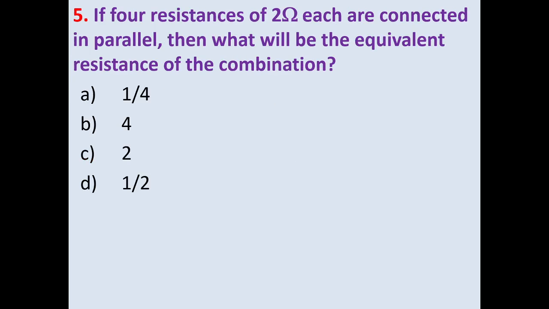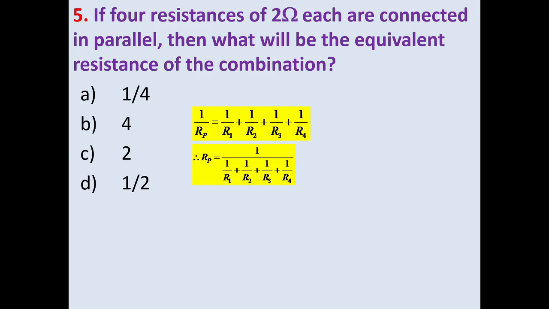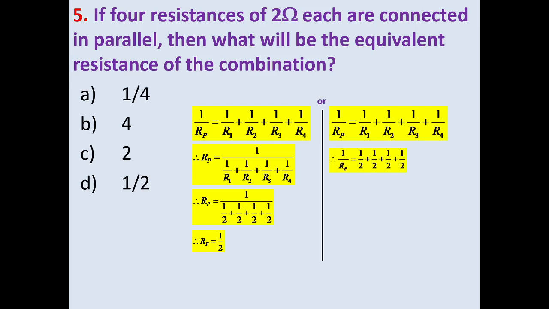Four resistances of 2 ohm each are connected in parallel. What will be the equivalent resistance of the combination? For a parallel combination, we use the equation 1 upon Rp is equal to 1 upon R1 plus 1 upon R2 plus 1 upon R3 plus 1 upon R4. All these four resistors are 2 ohm each. So substitute the values. Finally, we will get Rp as 1 upon 2, that is 0.5 ohm. We can use another method also. Both methods are correct here. You can directly find 1 upon Rp and then Rp, or directly find Rp on a calculator. So the value of Rp here is 1 upon 2, that is option D is correct.